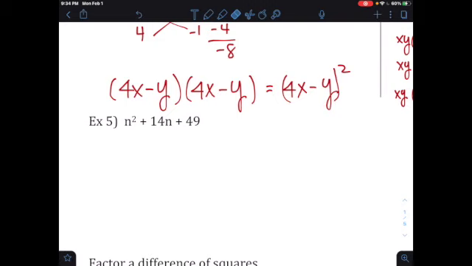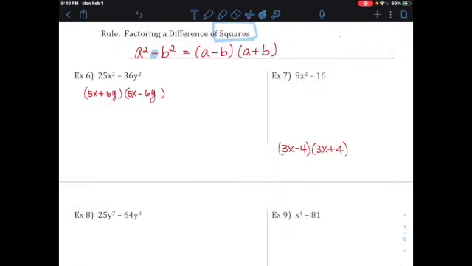Please do example number 5 and check back with your answer. 3x minus 4, 3x plus 4.